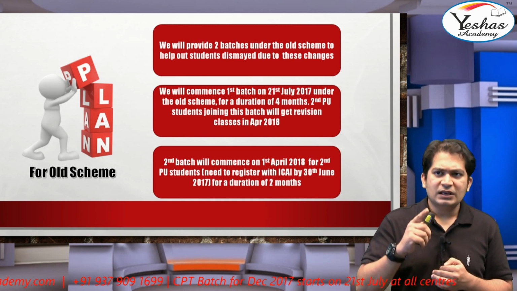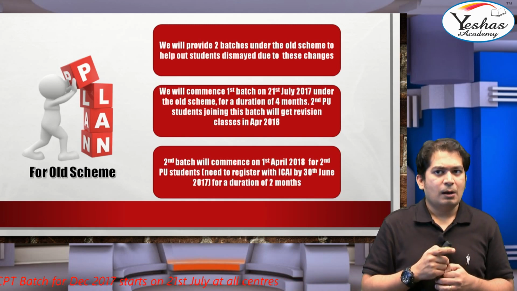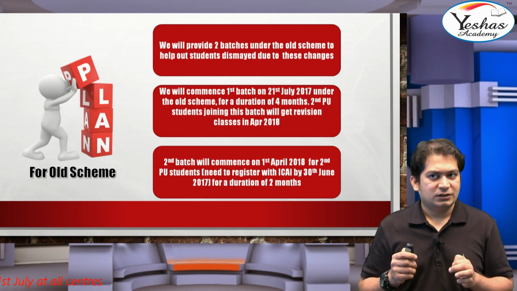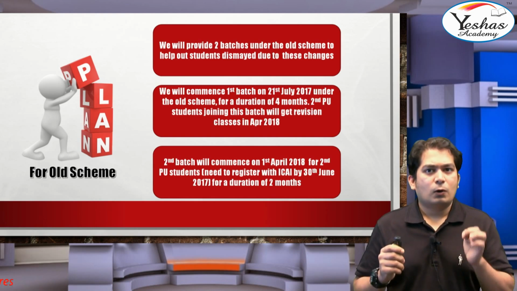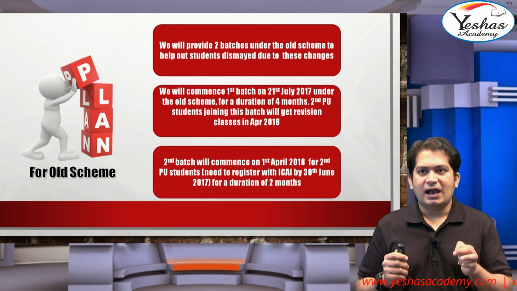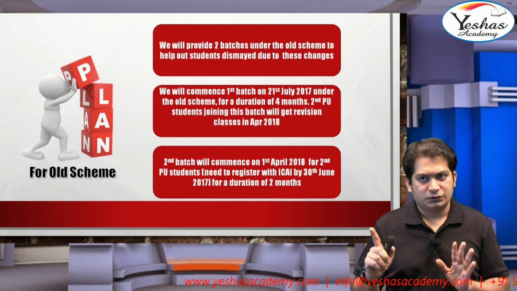Secondly, the second batch will commence on 1st April 2018 for second PU students. But remember, under both these schemes, you have to register by or on 30th June 2017. All right. The second batch will have a duration of 2 months only.